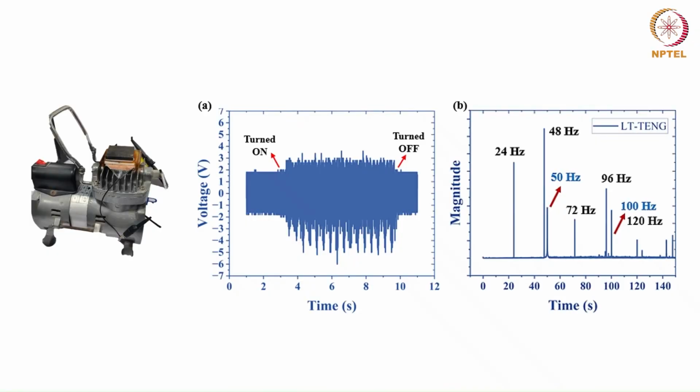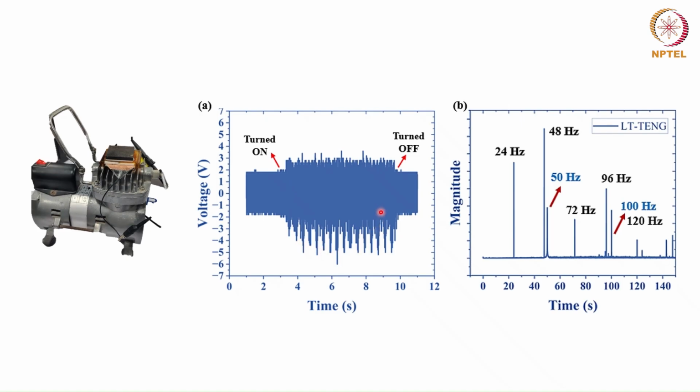Now we have collected the data generated by the TNG corresponding to the vibration signal generated on an air compressor. As we collected this data, we got to know that the TNG was able to detect the working state of this air compressor. As the air compressor was turned on, we got the signals corresponding to that, and as we turned it off, we are not getting any signals.